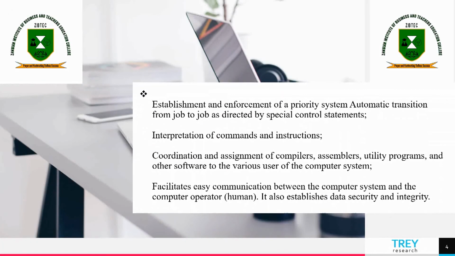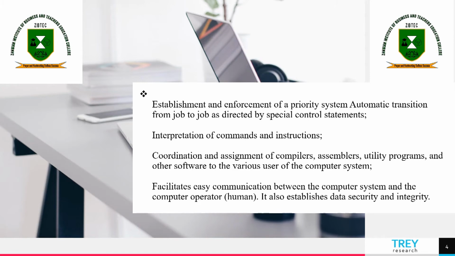Okay, so now we continue with the functions of an operating system. There are quite a lot, but we'll just look at the necessary ones. So the last 4 functions are establishment and enforcement of a priority system, automatic transition from job to job as directed by special control statement. On this one, you'll be able to understand more when we meet in person or for more practicals.